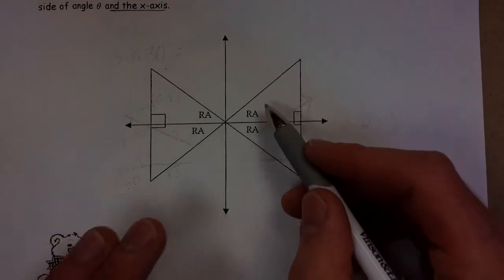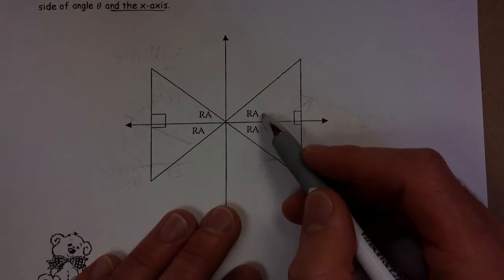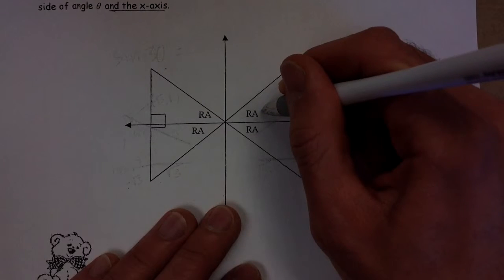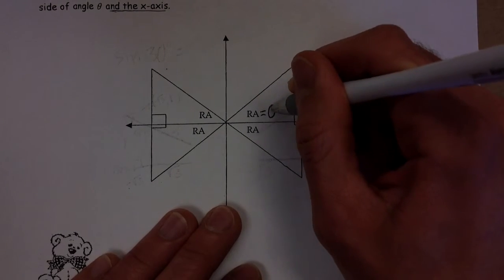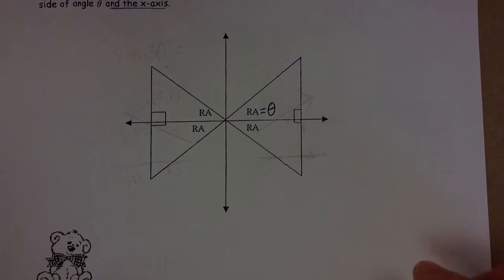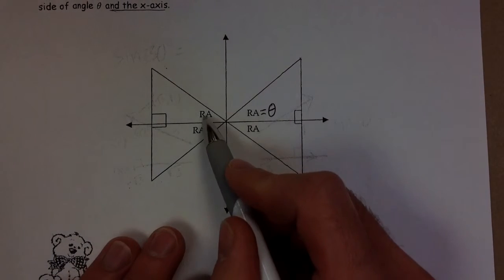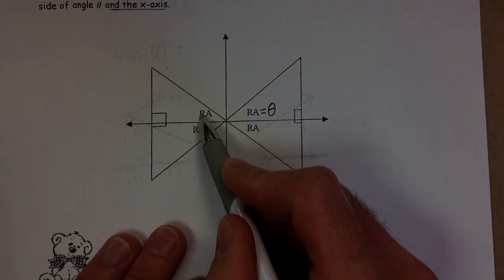So let's go back to this and we can generalize. If our angle's in the first quadrant, the reference angle is going to be the angle itself. So I'll just write equals theta. For all the RAs equal theta in the first quadrant. So if your angle is 50 degrees, what's the reference angle? 50 degrees. Okay. Let's go now to the second quadrant.